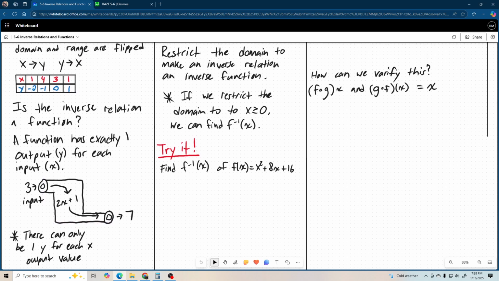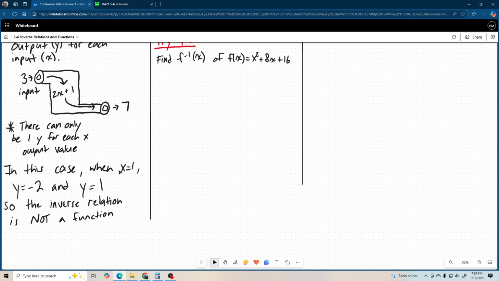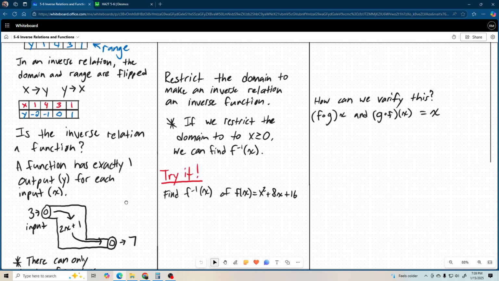So let's go ahead and look up here, right? Okay, well, let's just take like x equals 1, y equals negative 2, right? But here we have when x equals 1, y equals 1. So in other words, when x equals 1, we don't know if y actually equals negative 2 or 1, right? Well, actually it equals both, right? But in terms of a function, that's not allowed to happen, right? So in this case, when x equals 1, y equals negative 2 and 1, which means this is an inverse relation, but it's not an inverse function, okay? And that's kind of what you're checking for, right?